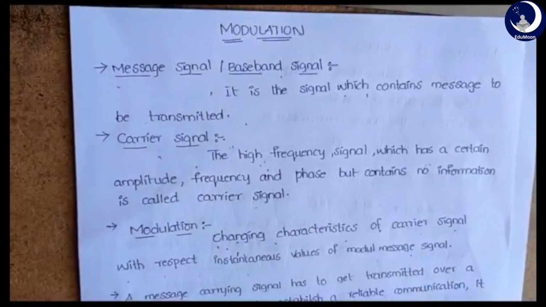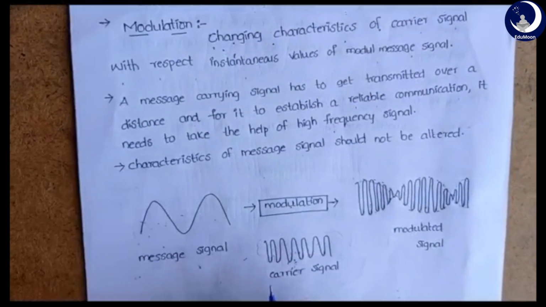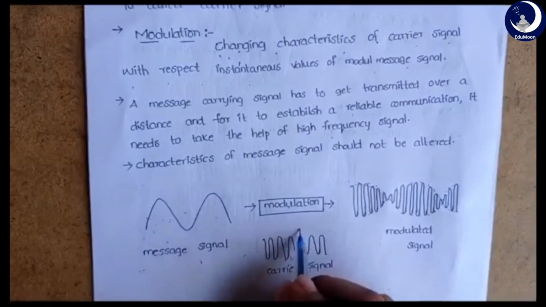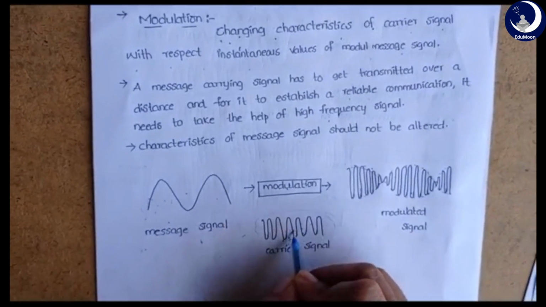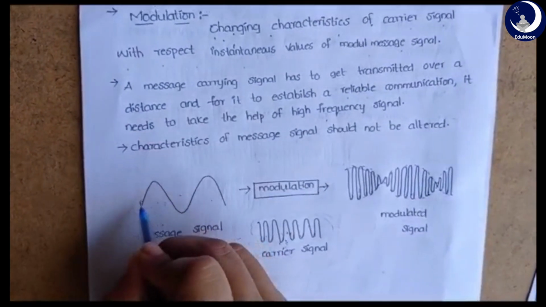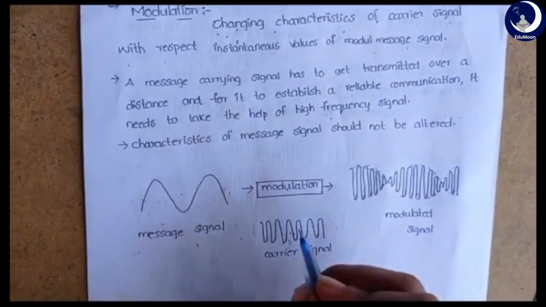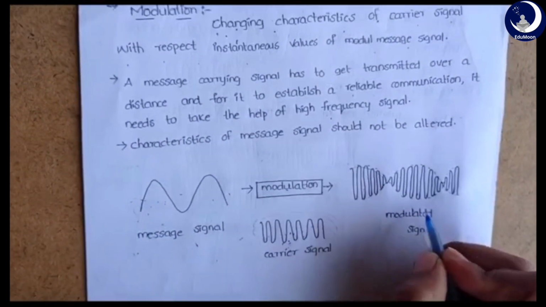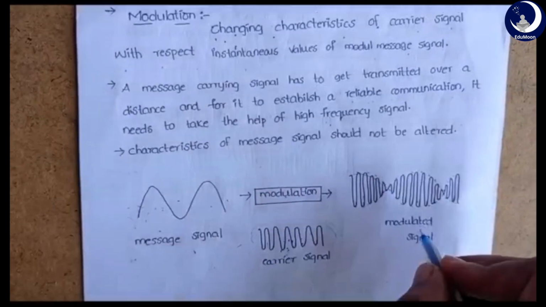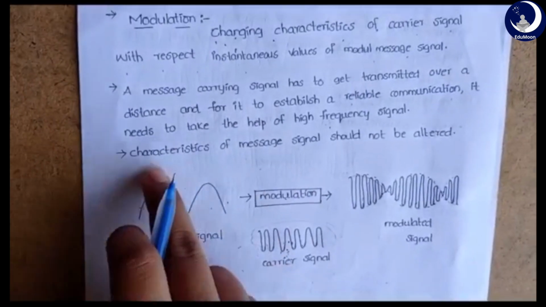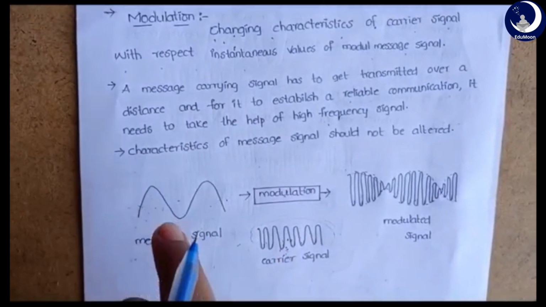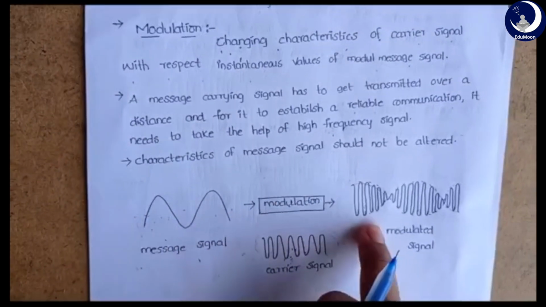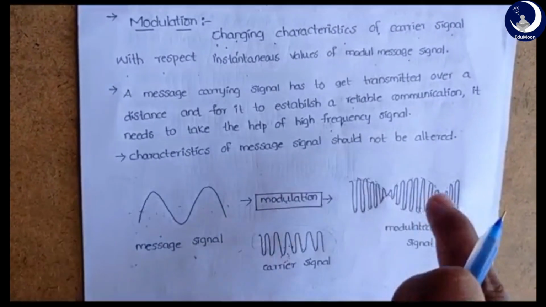And now, what is modulation? As we said before, modulation is a process of changing characteristics of a carrier signal with respect to the instantaneous values of a message signal to get a modulated signal. This is all done to make sure that our low frequency message signal is converted into a high frequency signal and transmitted over a long distance.